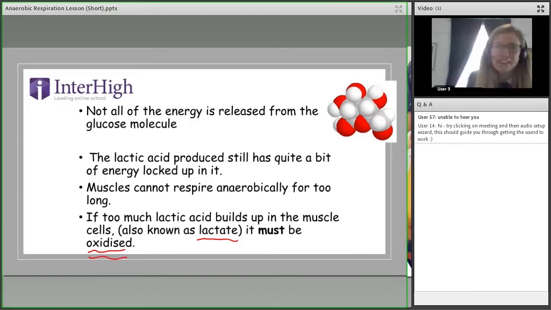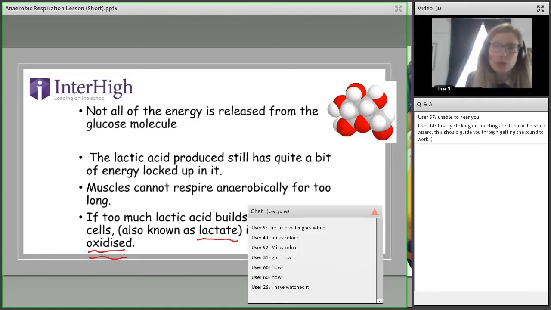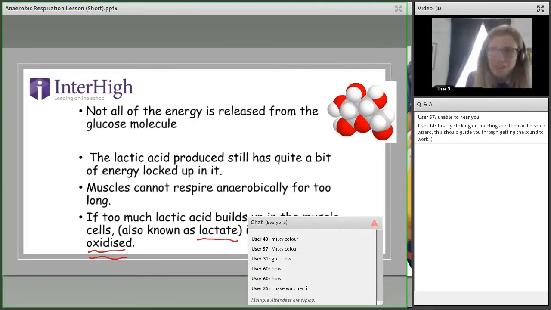Not all of the energy gets released from that glucose molecule. The lactic acid that's produced still has quite a bit of energy locked up in it. And so our muscles can't do anaerobic respiration for too long. And if too much lactic acid builds up in the muscle cells, it's also called lactate, then it has to be oxidized. It has to be got rid of. How do you think that your body eventually gets rid of the lactic acid and oxidizes it?